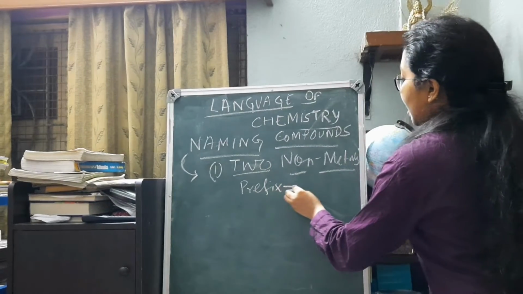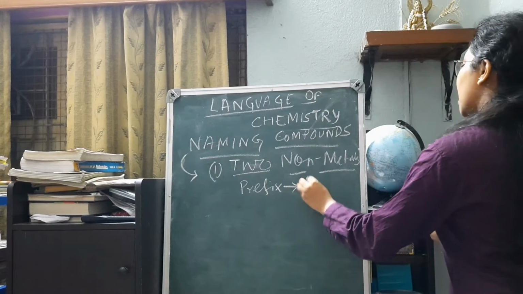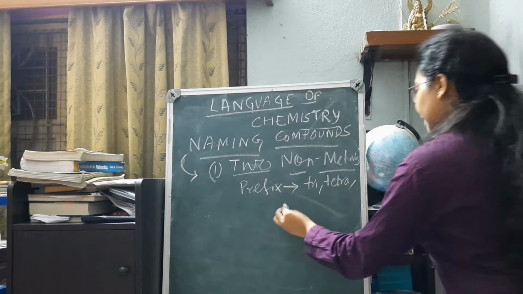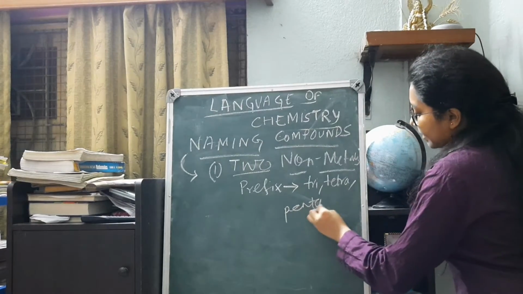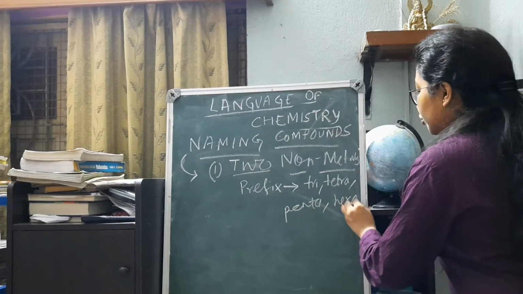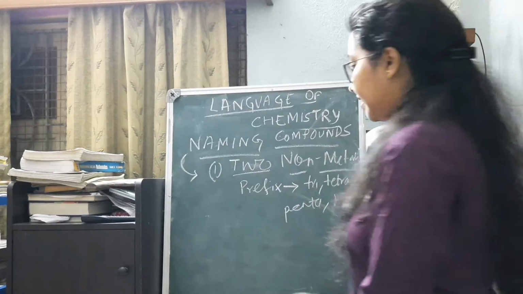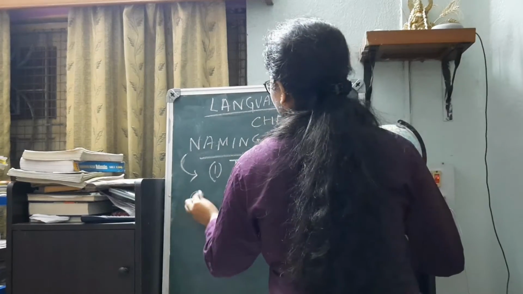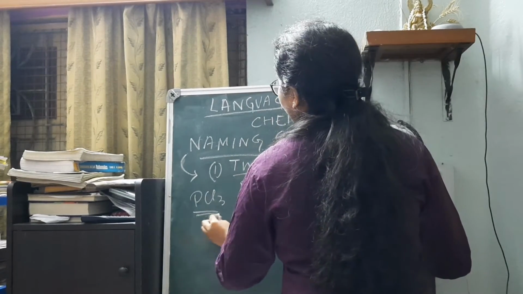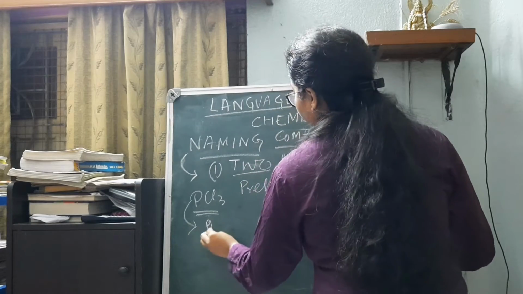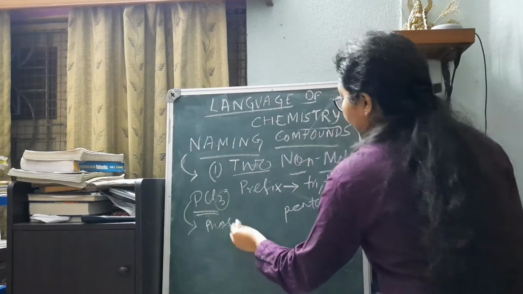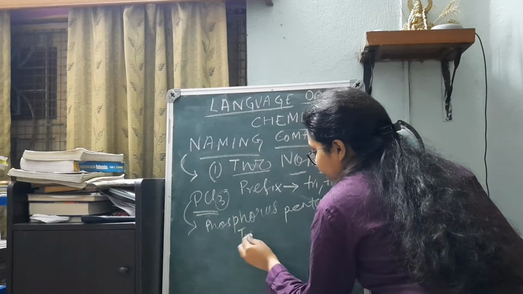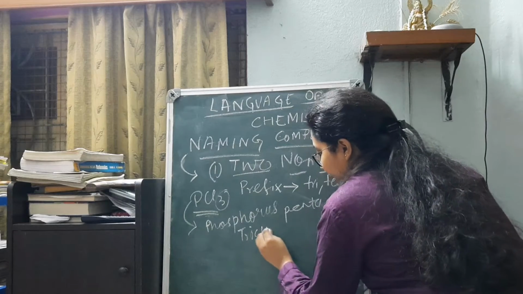Whenever the prefix is necessary, the prefixes like tri, tetra, penta, hexa, all these prefixes should be mentioned as and when necessary. Let's look at the examples. First example, PCl3. Both are non-metals. How do I name it? Phosphorus. 3 means tri. So the naming will be phosphorus trichloride.